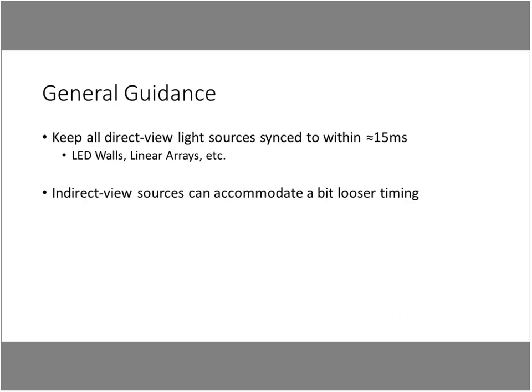So, some of the general guidance out of all of this is, when we talk about synchronization, you really want to keep anything that's a direct view light source, so we see it a lot in stage design these days, where we've got LED fixtures or LED arrays that are meant to be viewed directly. They're pointed right at the audience. So you really want to keep those to within about 15 milliseconds of each other in order to minimize the tearing and the effects that we're talking about. If you have an indirect view source, such as something lighting the stage itself, not pointing out to the audience for a visual effect, then you can have a lot looser timing. You can get away with it without being as noticeable.